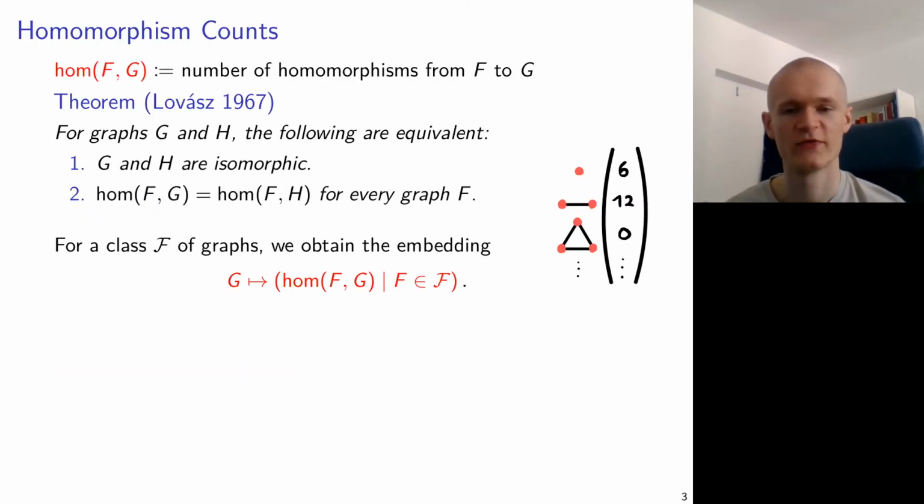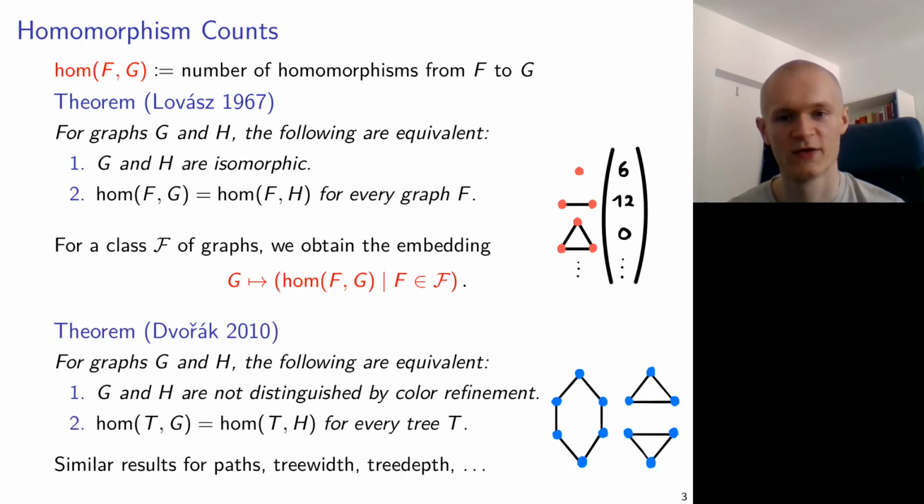On the homomorphism side of things, the first result connecting graph homomorphisms to similarity is this rather old theorem due to Lovász, which says that a graph can be characterized up to isomorphism by counting homomorphisms from all other graphs into it. And this gives the idea of taking these homomorphism vectors as an embedding. So for example, if you take the class of all graphs, then we get this infinite vector, which characterizes the graph up to isomorphism. Recently, people have been considering restrictions of these vectors.